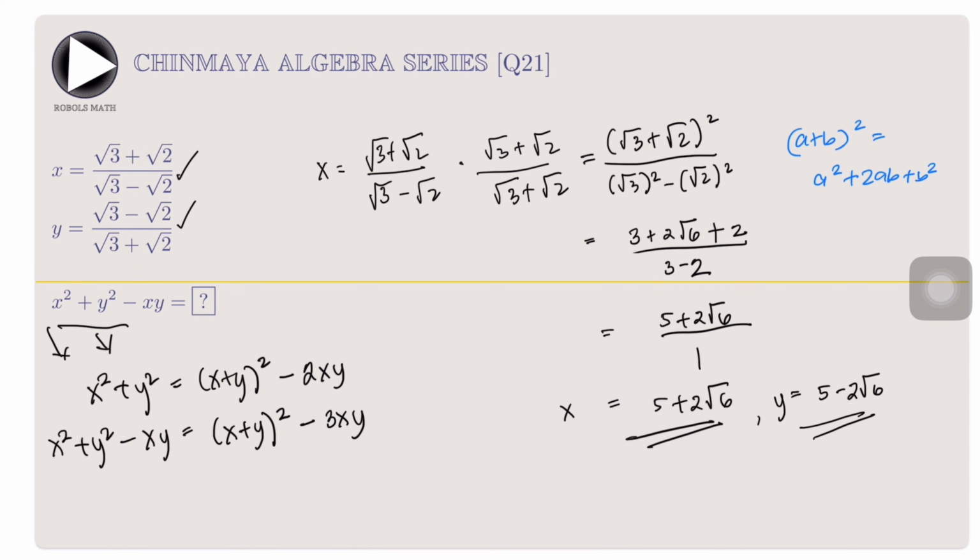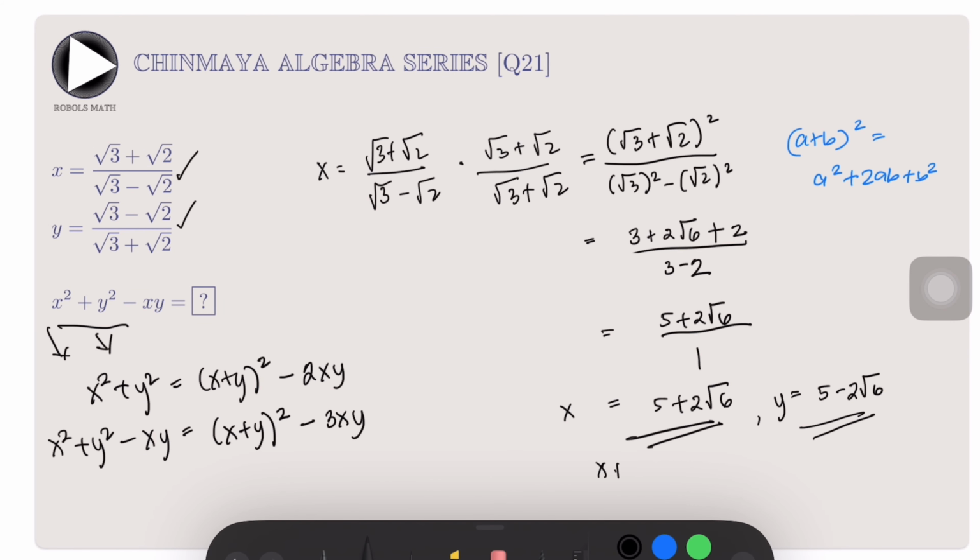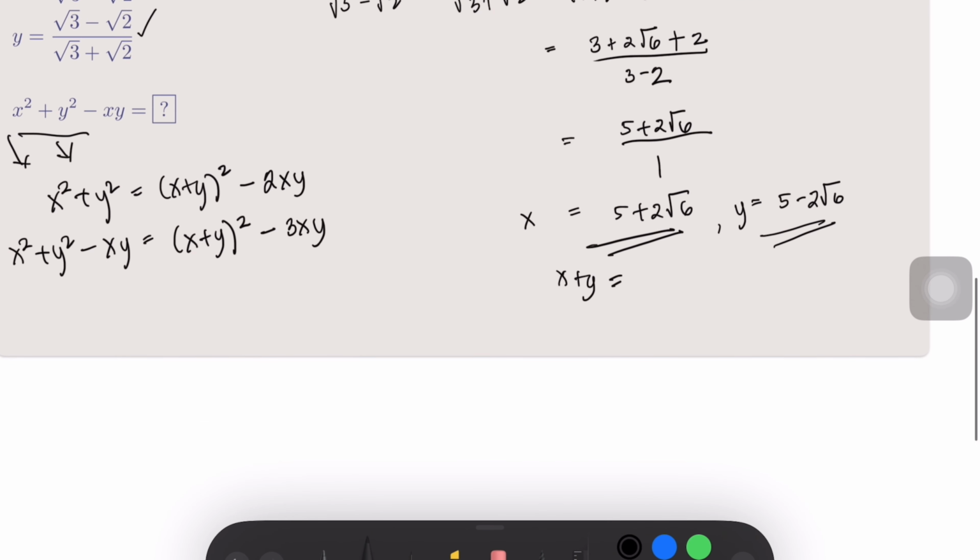Now from here, we know that x plus y should be 5 plus 2 square root of 6 plus 5 minus 2 square root of 6. The square root of 6 cancels out, leaving us with only 10. Therefore, x plus y here should be 10 squared, minus 3 times the product of x and y.